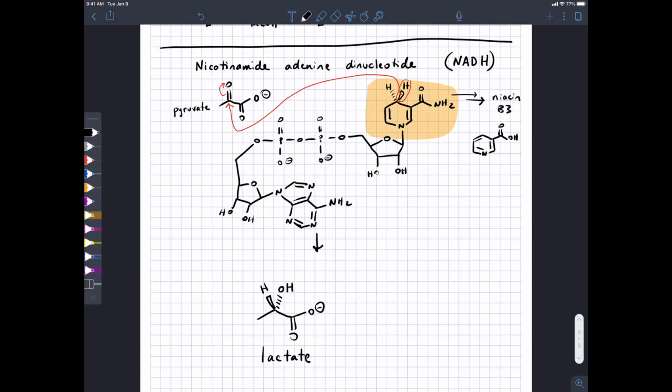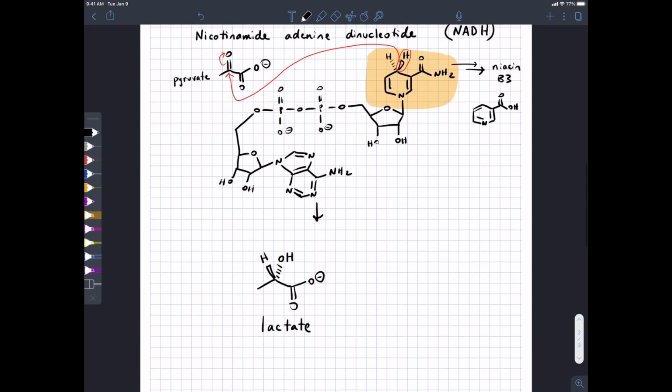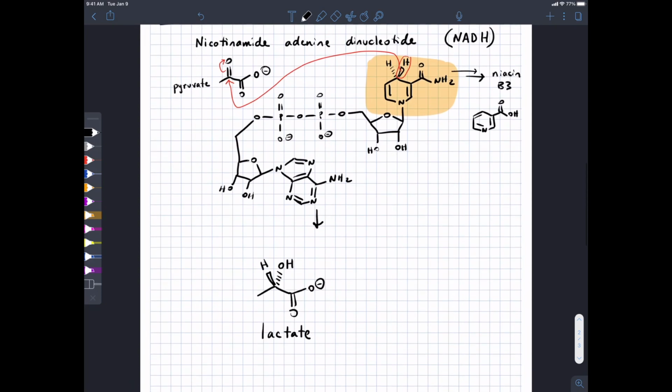And this is associated with the feeling of tired muscles you get, especially if you've done a lot of anaerobic activity. What happens to NADH? Well, let's look at what's left. In fact, let's just draw only the nicotinamide portion, because that's the only portion that will have changed. So we'll use an R group here.